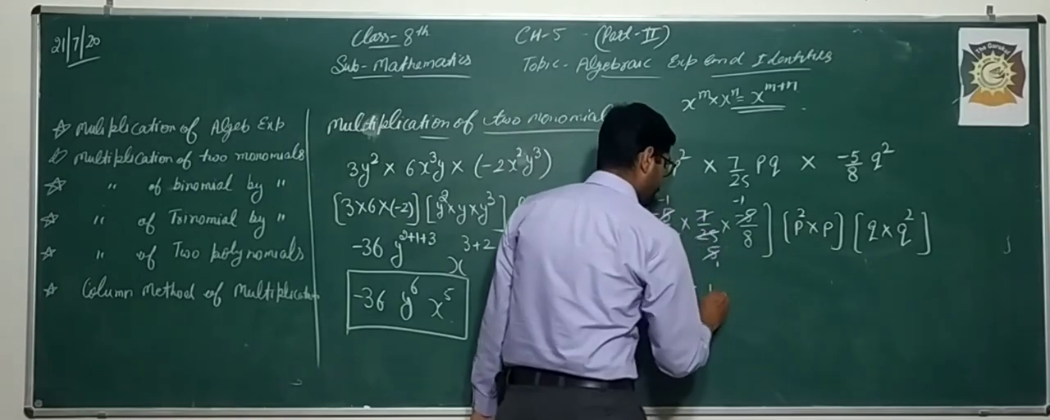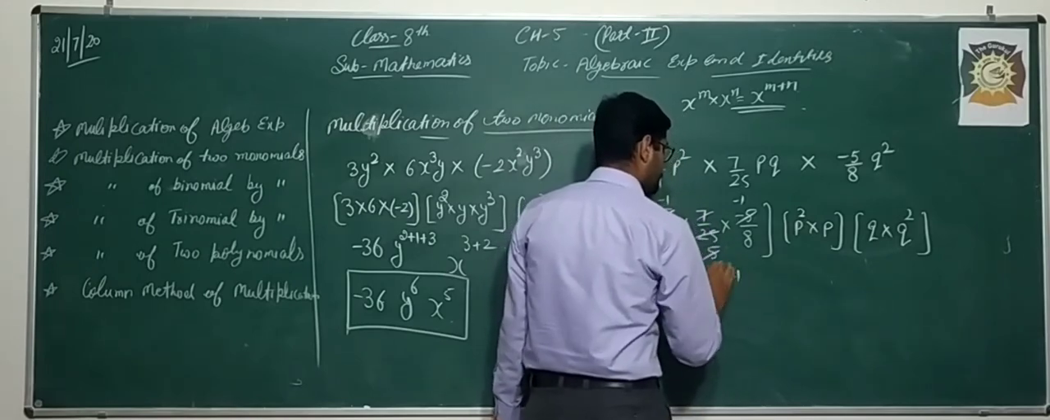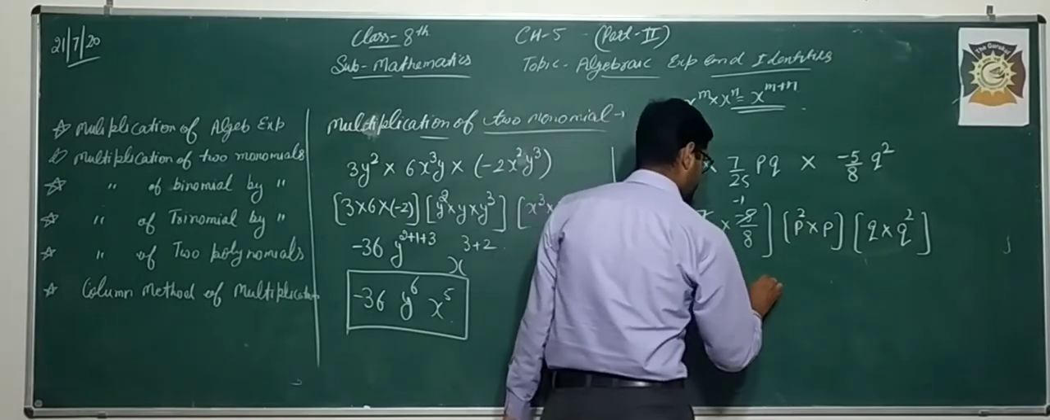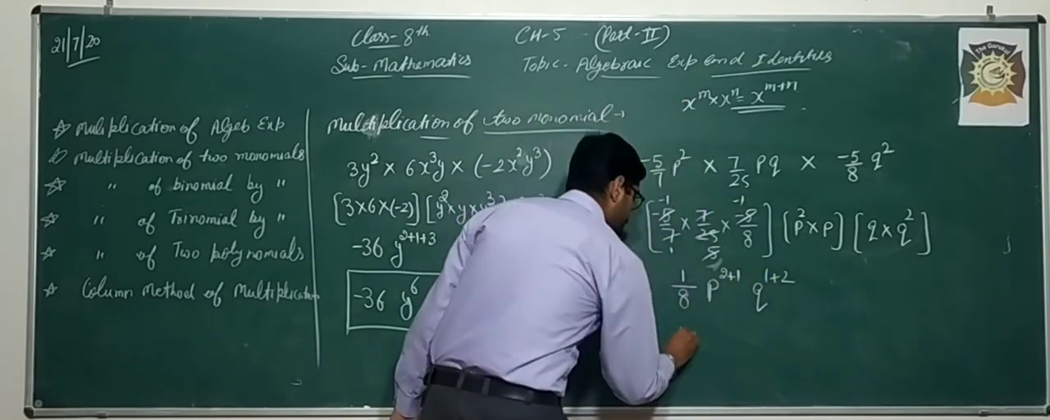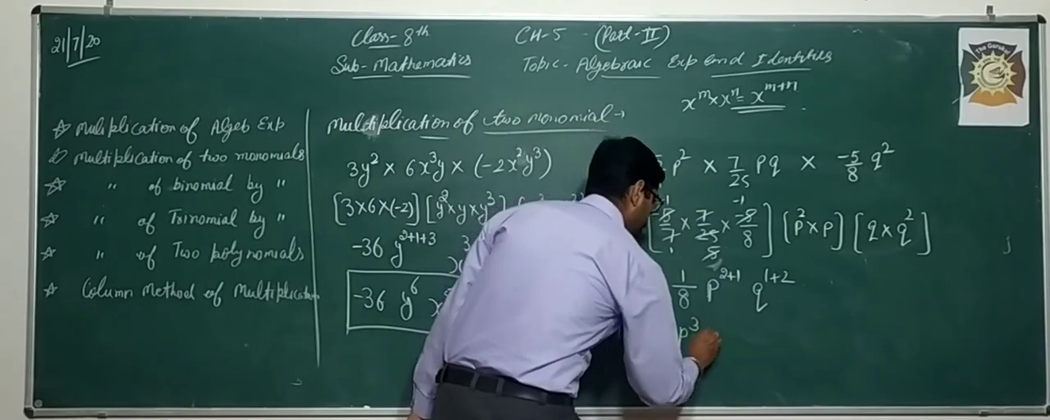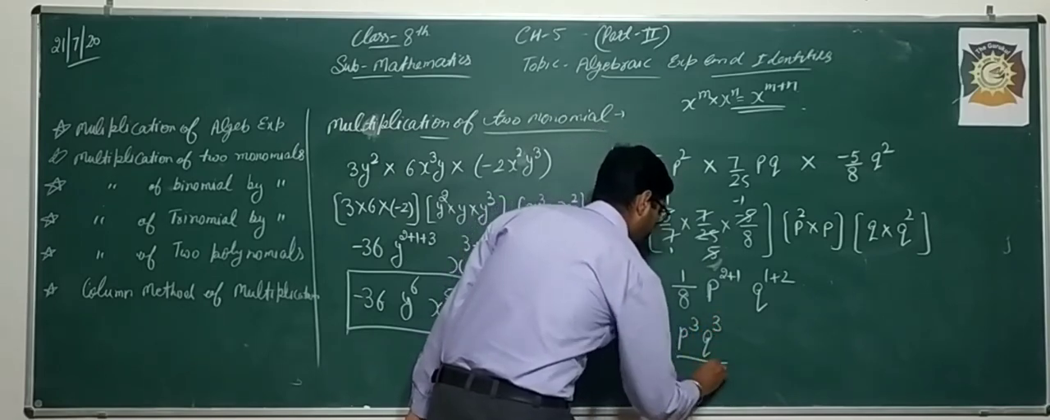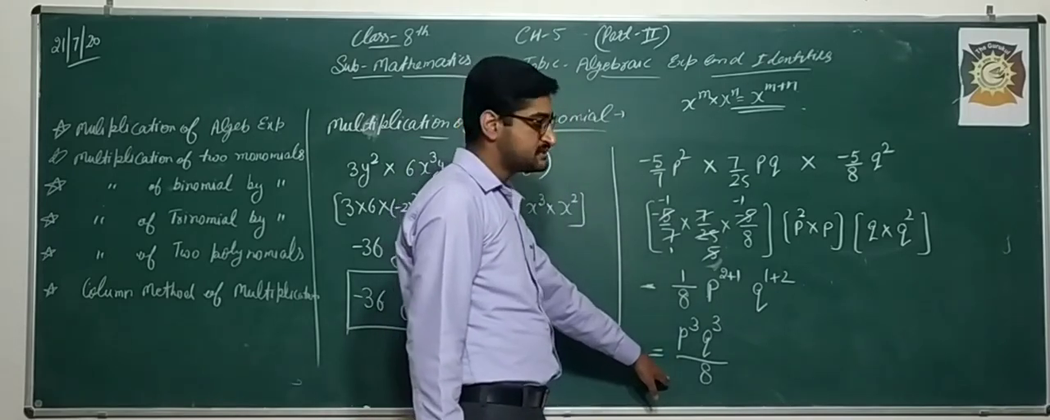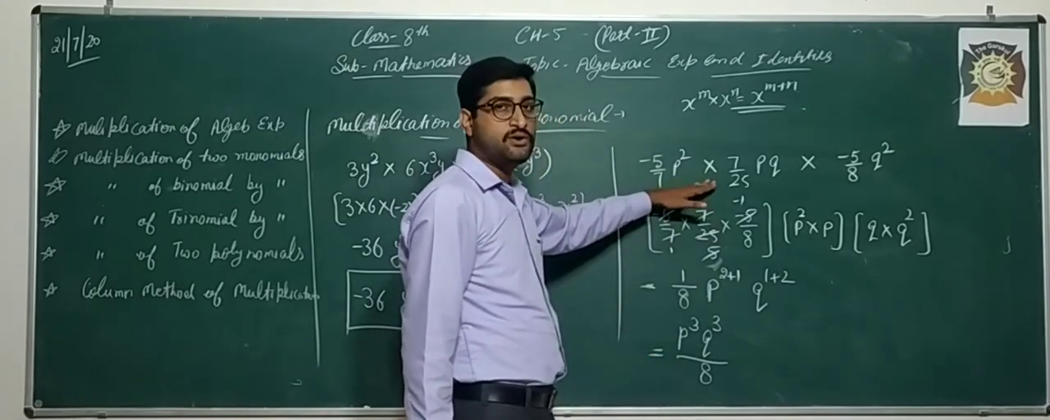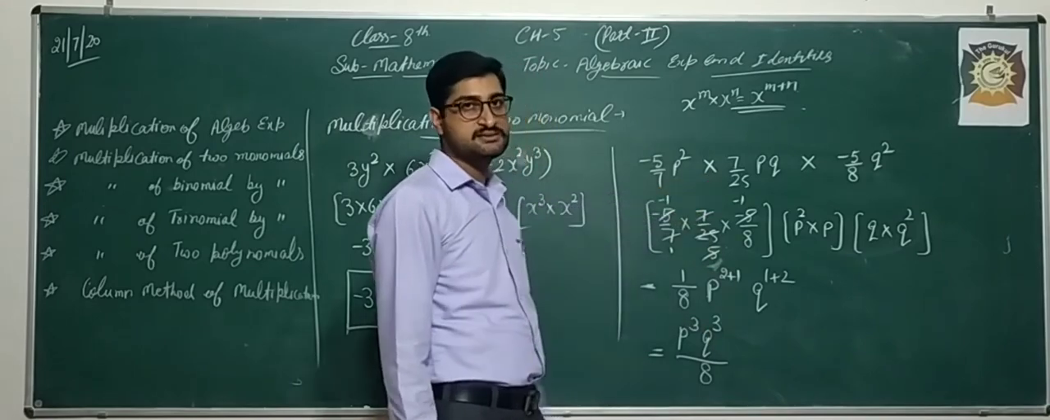Again by the rule, p power 2 plus 1 and q power 1 plus 2. So finally this will be p cube q cube upon 8. So this is the answer of the product of these monomials.